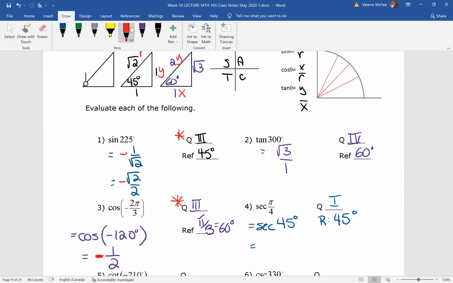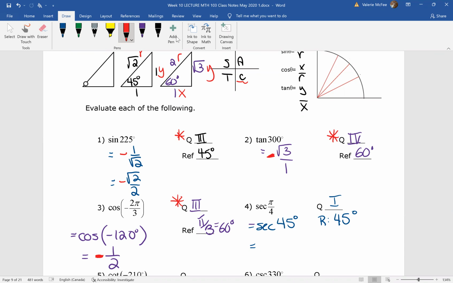So question 2, 300 degrees is in quadrant 4 with a reference angle of 60 degrees. 300 is 60 away from 360. Tangent using the 60-degree triangle is y over x. Sorry, why did I put my y there? Tangent is y over x, root 3 over 1. But we had to check. This is quadrant 4. In quadrant 4, only cosine is positive. Tangent has to be negative.